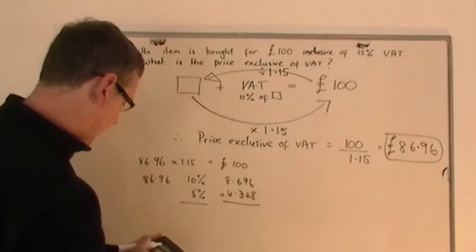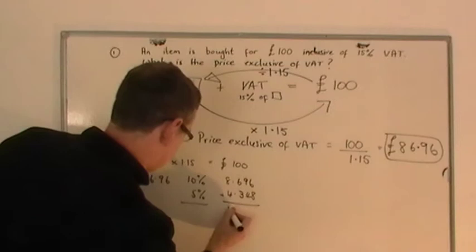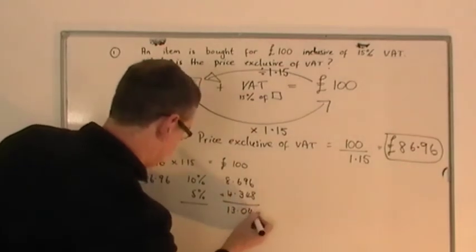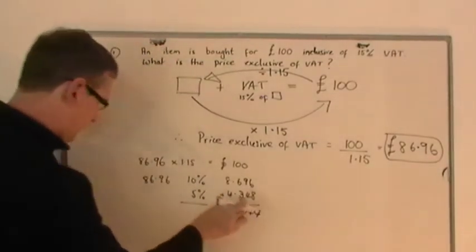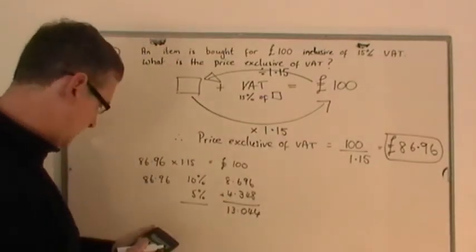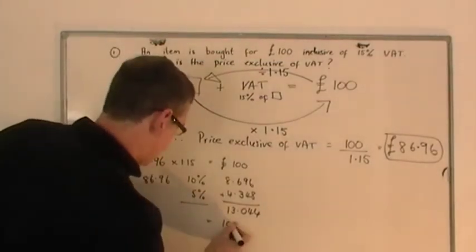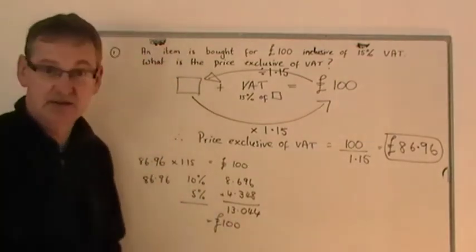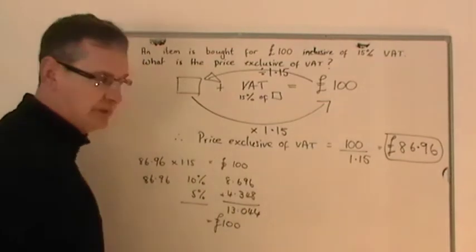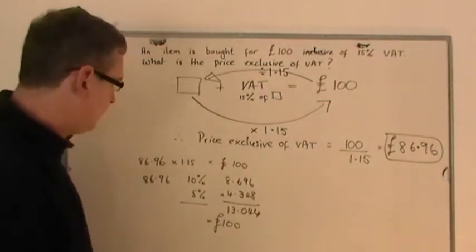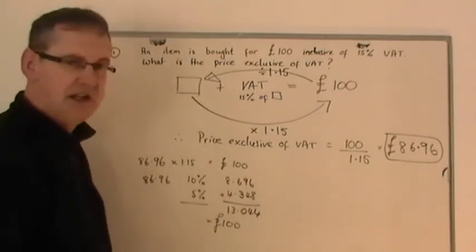If you add the two together, 8.696 plus 4.348 gives you 13.044. Okay, and if I then add that to the 86.96, and surprise, surprise, you end up with £100 to the nearest penny. Obviously there are very slight approximations where you get more decimal places because I've approximated. But there you go, 86.96 is the price exclusive of VAT.